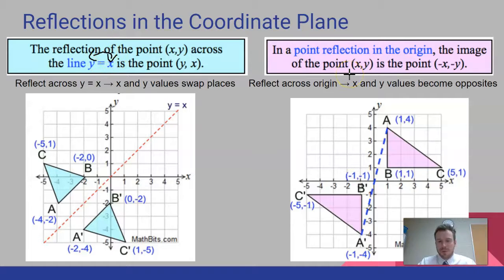Now, when a point is reflected across the origin, both the x and y values become opposite. The x and y values. So it's like we reflected across the y-axis and the x-axis. So when you reflect across the y-axis, the x value becomes opposite, and then when you reflect across the x-axis, the y value becomes opposite. So that's what happens when you reflect across the origin. It's like reflecting across the x and y axis, and both the x and y values become opposite.